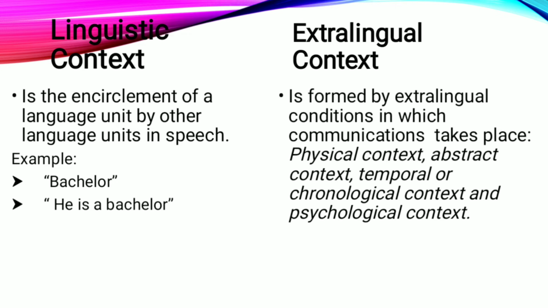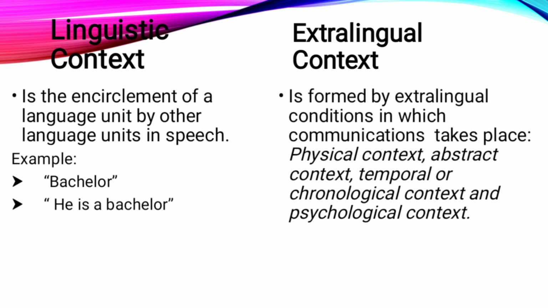For example, we have here the word bachelor. When we hear the word bachelor, of course, una nating maiisip is ito ay isang uri ng sasakyan na ginagamit ng tao for transportation. But when we say he is a bachelor, it means that we are referring to a person. So that is for linguistic context.